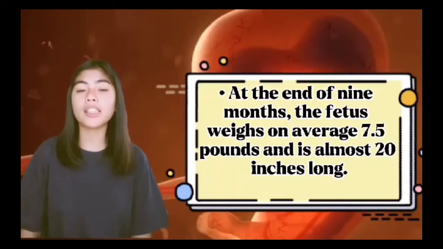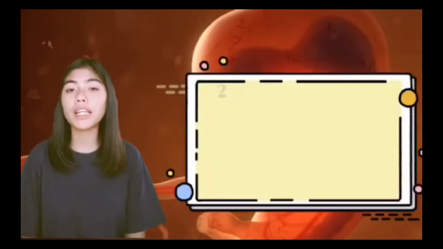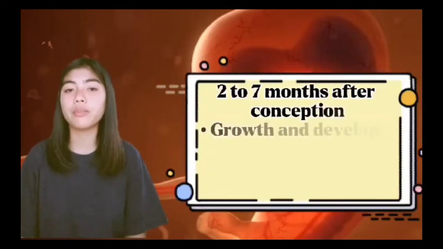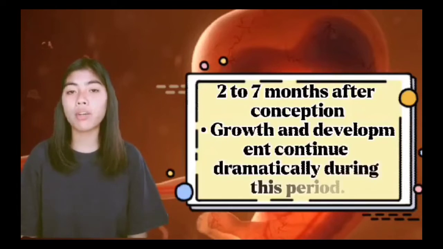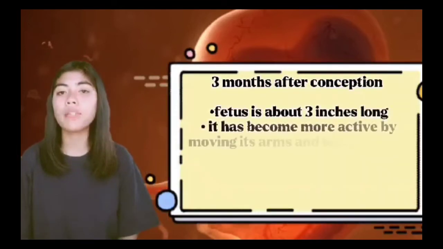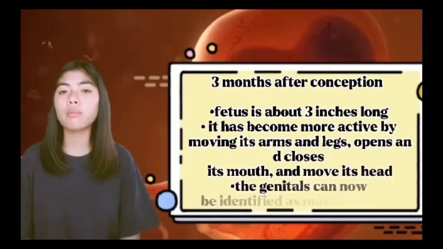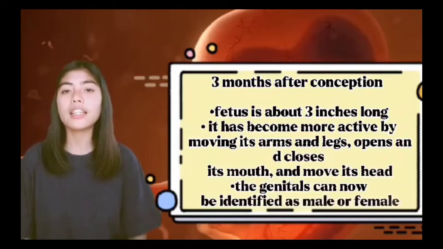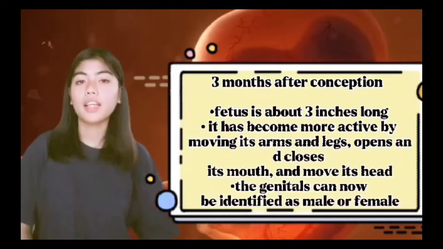2 to 7 months after conception, growth and development continue dramatically during this period. 3 months after conception, the fetus is about 3 inches long. It has become more active by moving its arms and legs, opening and closing its mouth, and moving its head. The genitals can now be identified as male or female.